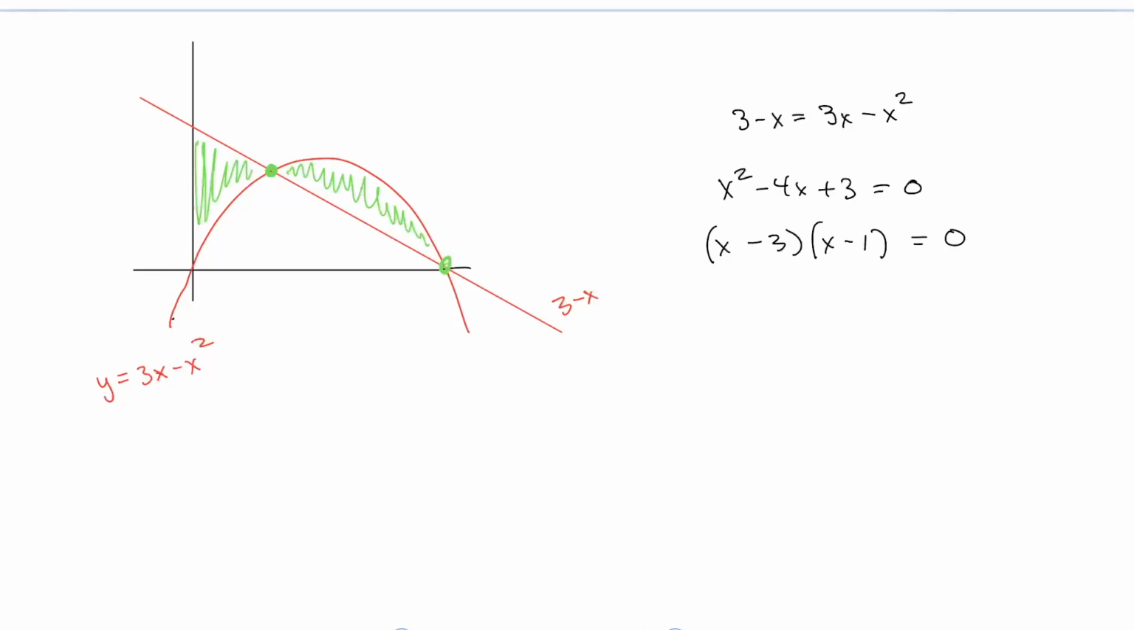And then to solve for x here, you just set both factors equal to 0. So x minus 3 is 0, or x minus 1 is 0, which means x is 3 or x is 1. These are the two points. You should be able to look at the picture and verify that it looks reasonable. So this is 1, that's 3. This is what we've determined, and that does look reasonable to me on the picture.